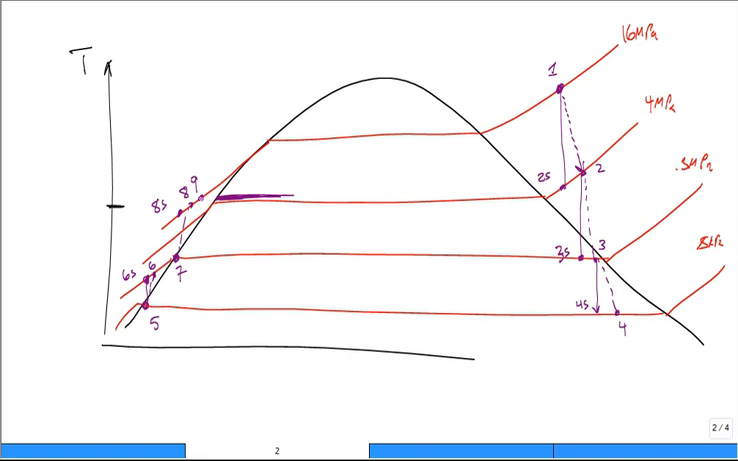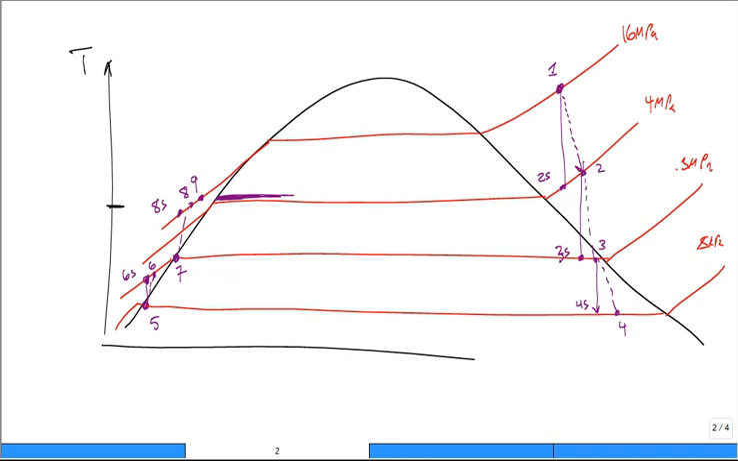Now, 9, where is state 10? Where is state 10? It's the condensate coming out of the closed feed water heater, true? So what pressure is that?